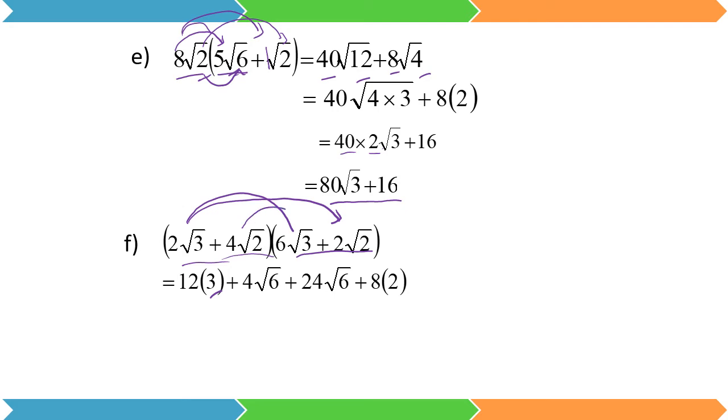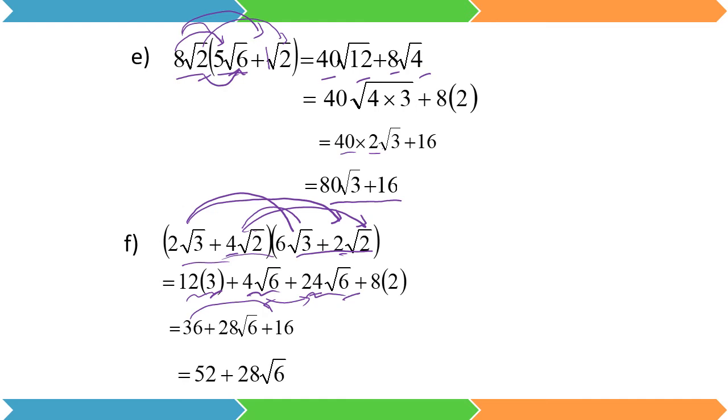And then 4 surd 2 multiplied by 6 surd 3. So 4 multiplied by 6 is 24. Surd 2 multiplied by surd 3 is surd 6. And then the last one is 4 surd 2 multiplied by 2 surd 2. So 4 multiplied by 2 is 8. Surd 2 multiplied by surd 2 is 2. So simplify everything. This one is 36, 4 surd 6 and 24 surd 6. We can apply the addition rule. So what we get is 28 surd 6, and the last one, 8 multiplied by 2, is 16. So add up 36 to 16, we will have 52 plus 28 surd 6. Okay, that's it for F.